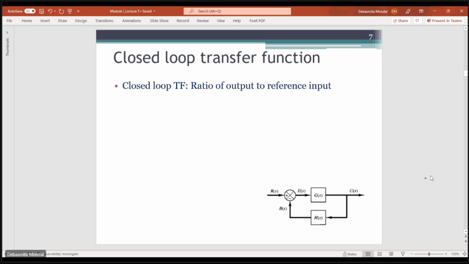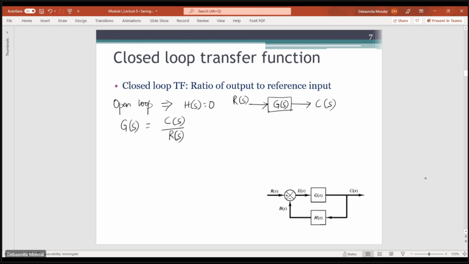Now, if the system is open loop, that means the value of H(s) is equal to 0. That means H(s) is not connected. So the system simply reduces to: you have R(s) as your input, G(s) as your forward transfer function, and the output is C(s). So you can write that the open loop transfer function G(s) will be equal to output C(s) by input R(s).